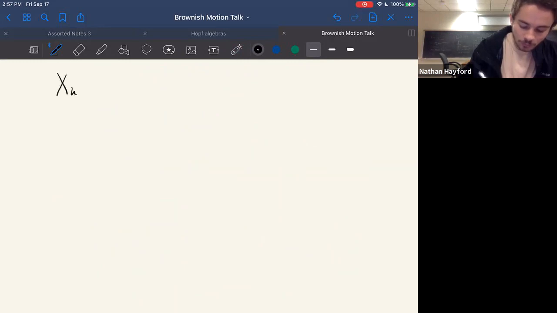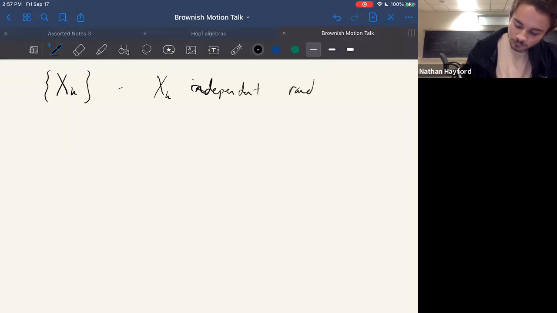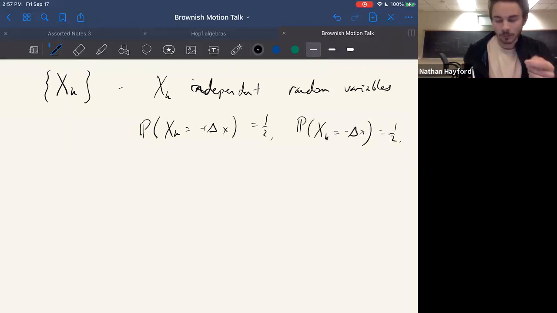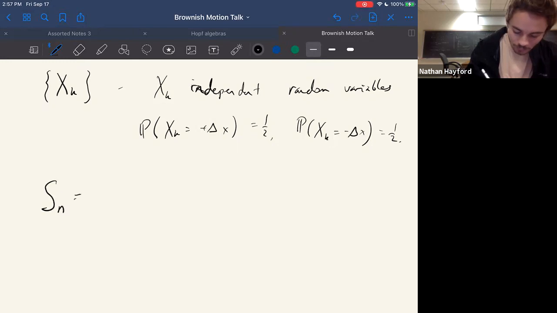Well, I had a sequence of independent random variables, the xk's, which I was taking to be coin flips, such that the probability of moving to the right is 1/2, and the probability of moving to the left is also 1/2. We can think of xk as representing the decision at the kth time step. They're all independent coin flips, each with equal probabilities. It's a fair coin. And how do I describe the position of the random walker after n time steps? Well, it's just the sum of the outcomes of each of the individual motions I make.